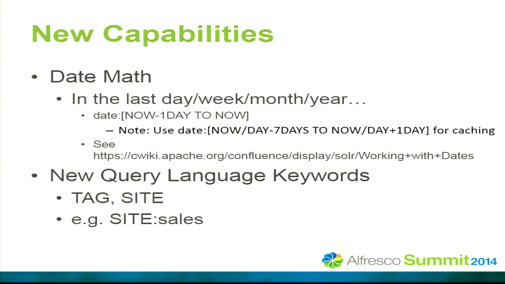A couple of new kinds of terms that are supported in the query language, which I touched on: site and tags. So site, as you can see here, I can say site: site short name, and that will constrain the results based on whether it lives in that site or not. Much faster and more efficient than doing the old path-based approach.